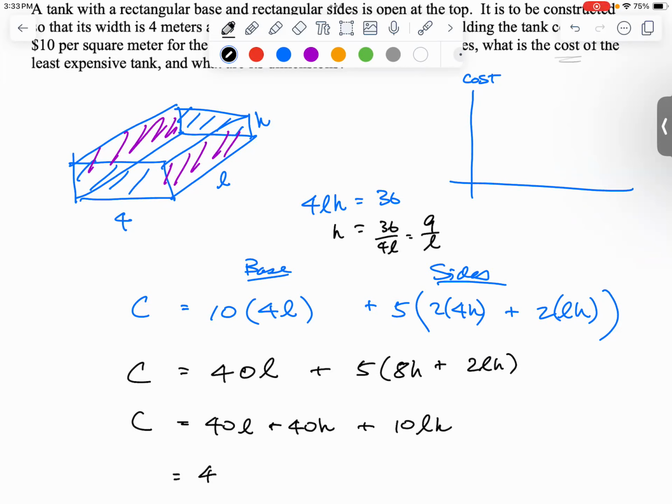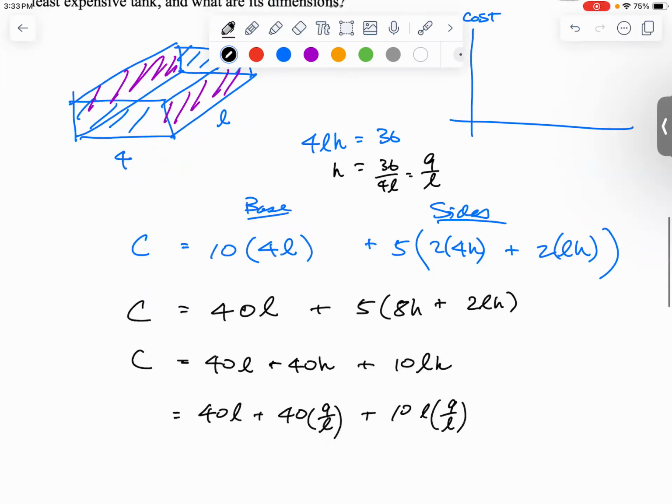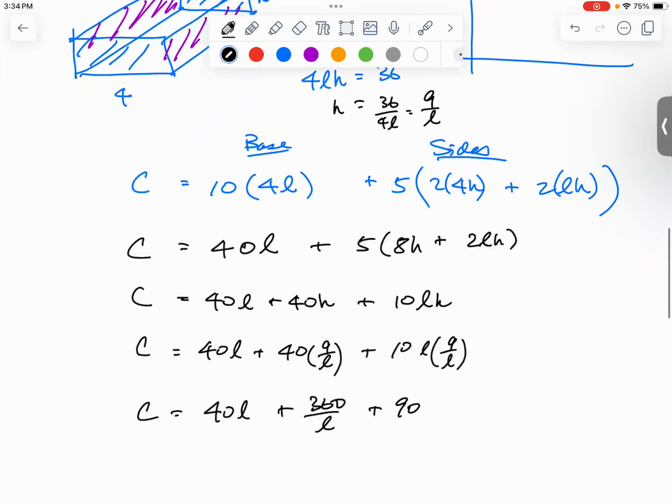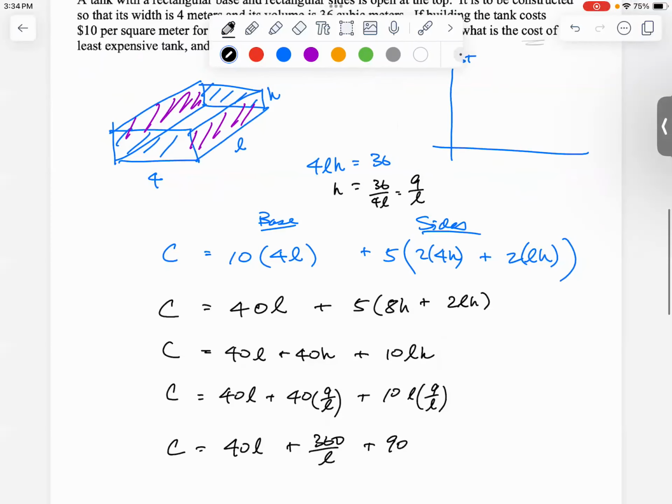So we replace all the H's with 9 over L. So 40L plus 360 over L plus 90. Okay. So for the graph that we might draw, even though we are not going to draw it, that would be a cost versus length graph. Okay. So that's usually the first challenge.